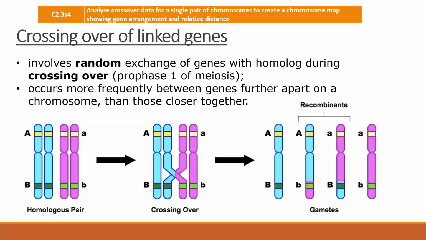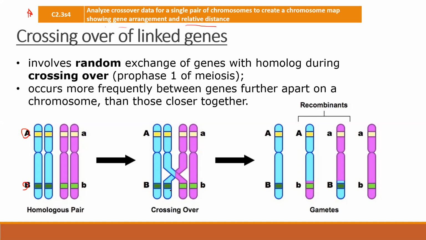Okay, so we are going to look at crossover of linked genes. As I put up on the top here, the bullet from the Alberta curriculum: analyze crossover data for a single pair of chromosomes to create a chromosome map showing gene rearrangement in relative distances. When we're talking about linked genes, we're talking about genes that are on the same chromosome, like A and B are on the same chromosome. And we've got alleles, A and little a, for the same gene, different alleles.